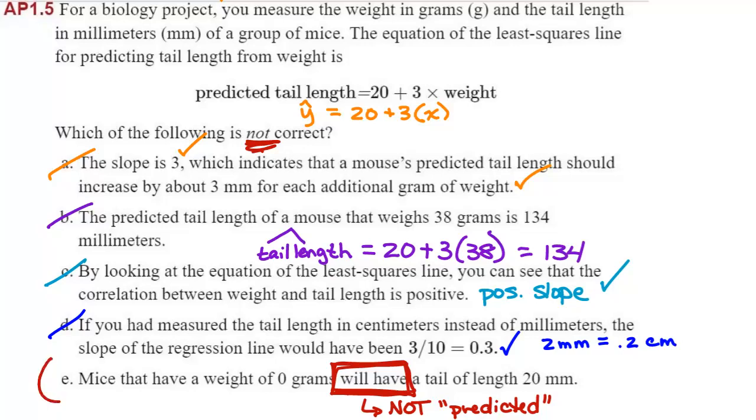I would definitely make sure that whenever you're talking about regression equations, if they ask you to find how long will the tail be for a mouse that's 38 grams, you're not going to come back and say, a mouse that weighs 38 grams will have a tail that's 134 millimeters. They're predicted to. We know that there's variation in all different populations. It might be longer, it might be shorter. We know there's this relationship. So I'm making an educated guess that it's going to be around 134 millimeters. Does that help? Yes. 1.9, absolutely.